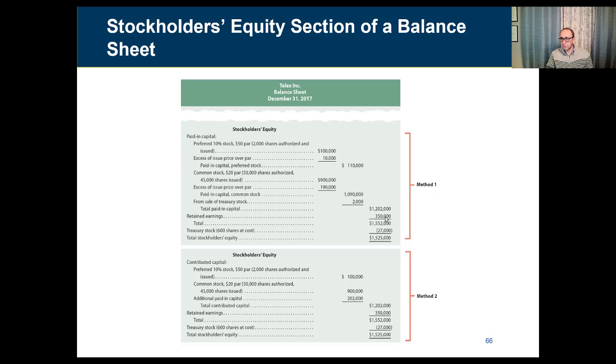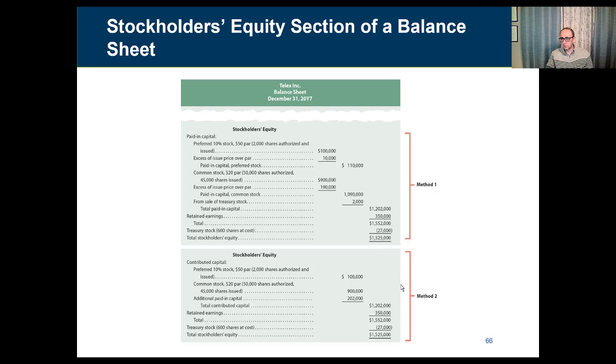And then we add the retained earnings, and then we subtract the treasury stock at the very end. This line here that says from sale of treasury stock, that's the additional paid-in capital that's related to the treasury stock. And then that's a line of treasury stock that's based on cost that gets deducted from the total equity. So that would give you the total stockholders' equity.